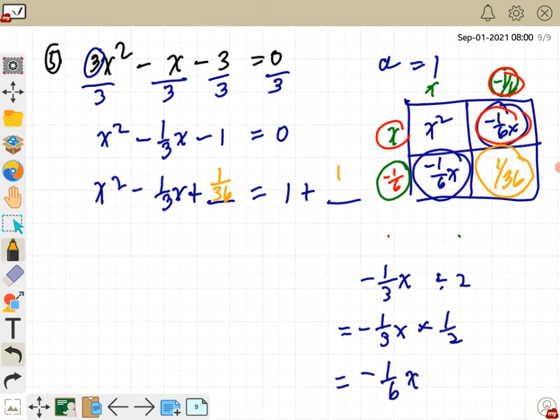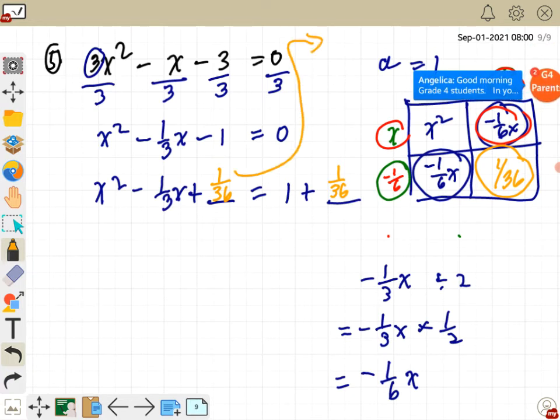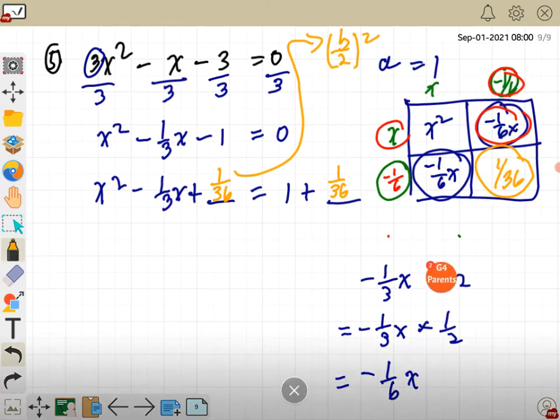Or simply you can use the idea of taking half of the value of b, then squaring it. But that is just a shortcut for everything that we did here. So this one we are showing is the idea of completing the square.